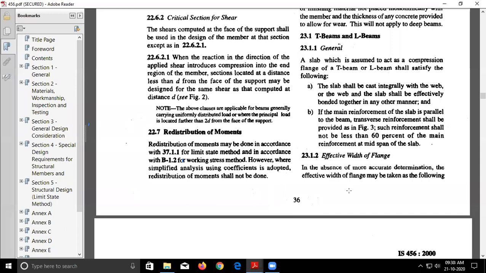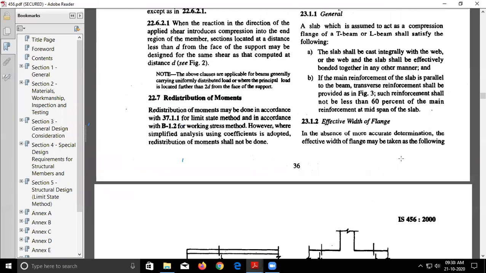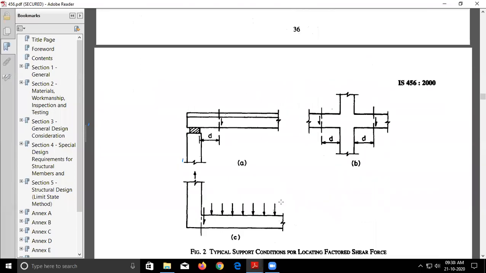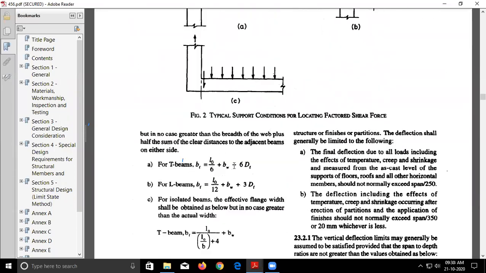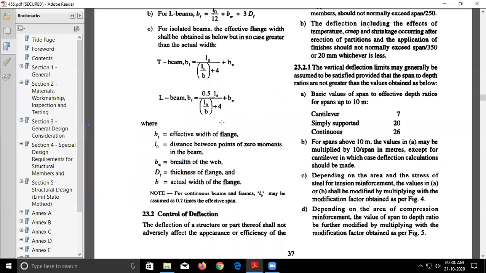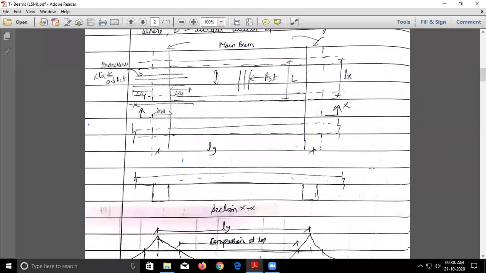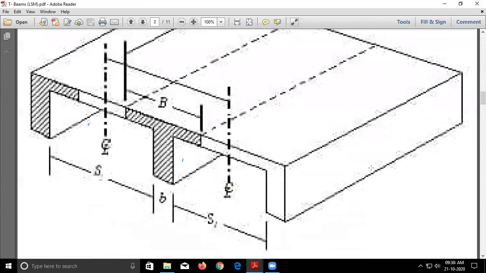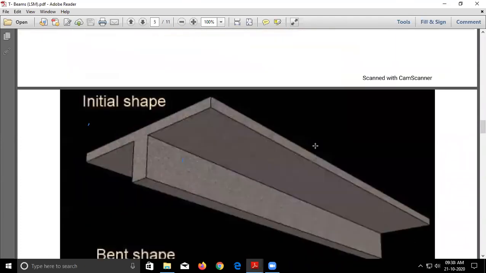So now let us see what is the effective width of the flange. In the absence of more accurate determination, the effective width of the flange may be taken as the following. Here the equation is already given to you. For T beams it is given, and for L beams also. For the T beam we have just seen, it is L naught upon 6 plus BW plus 6 times DF. For L beams also it is given. For isolated T beams and L beams also it is already given. Okay. So I hope this is clear to you. So now let us move on to the next part. This we have already seen.